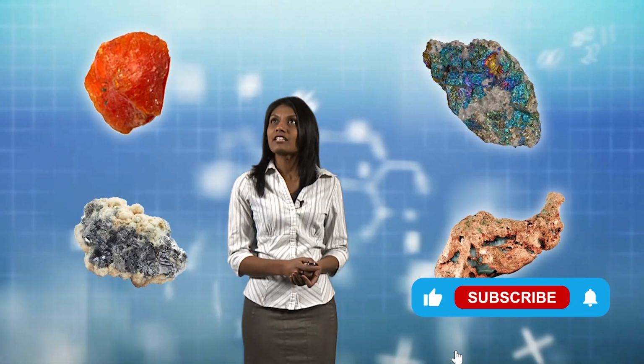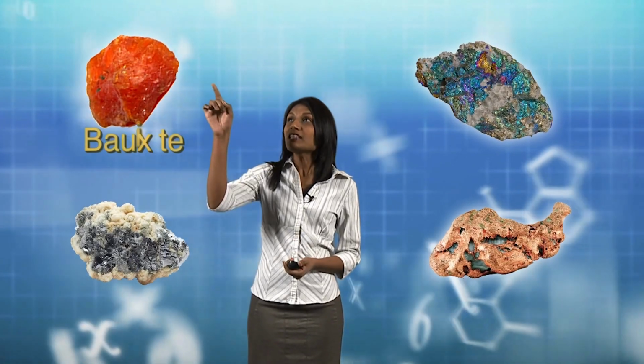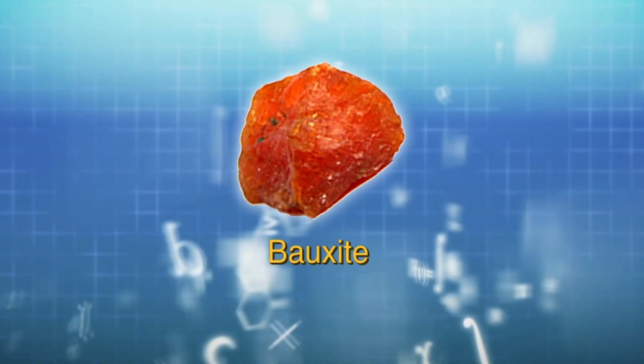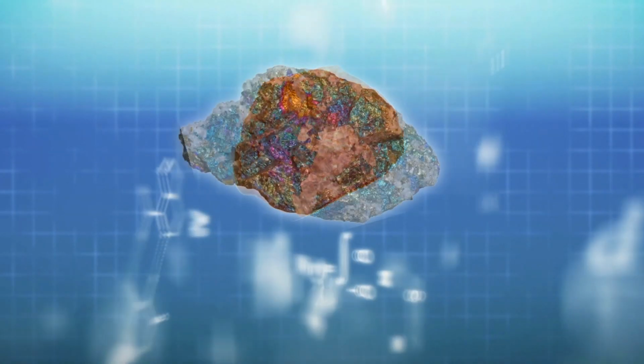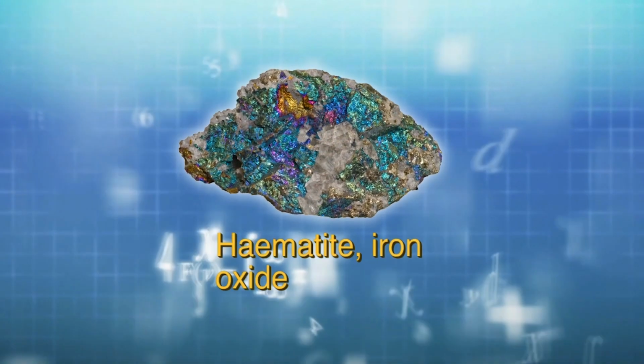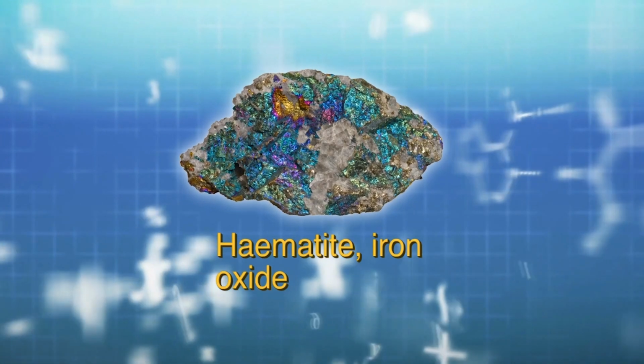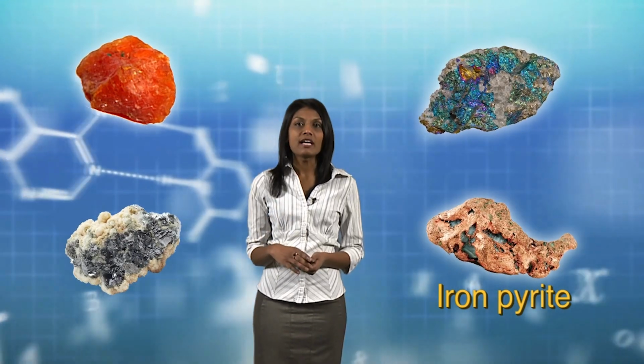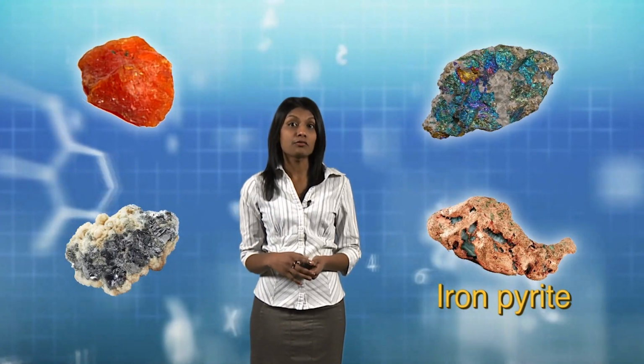Ever seen rocks like these before? These are examples of metal ores. This one here is called bauxite. It contains aluminium oxide. This one here is called hematite. It contains iron oxide. And this one here is an iron pyrite, which is a type of iron ore, and it contains iron sulfide.